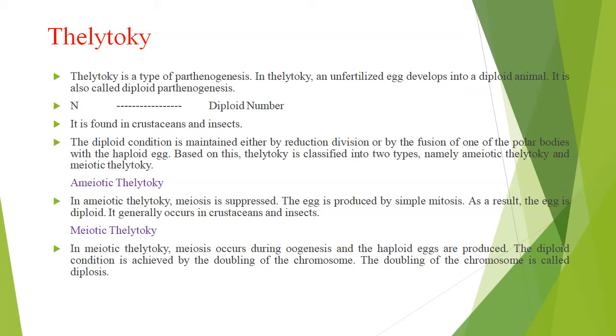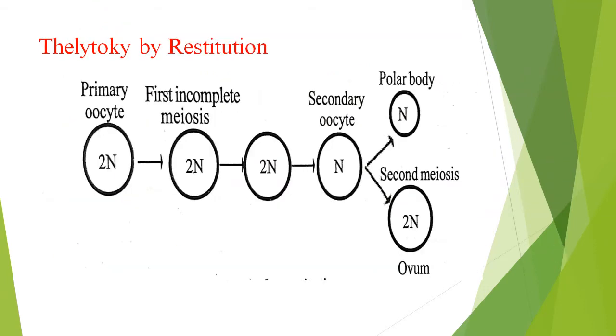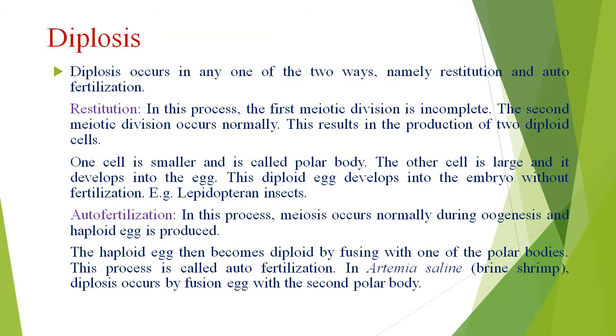In ameiotic thelytoky, meiosis is suppressed. The egg is produced by simple mitosis. As a result, the egg is diploid. It generally occurs in crustaceans and insects. When we talk about meiotic thelytoky, meiosis occurs during oogenesis and haploid eggs are produced. The diploid condition is achieved by the doubling of the chromosomes. The doubling of the chromosomes is called diplosis. Thelytoky by restitution: here you can see the primary oocyte, first incomplete meiosis, secondary oocyte and polar body. Due to second meiosis, the ovum is formed.